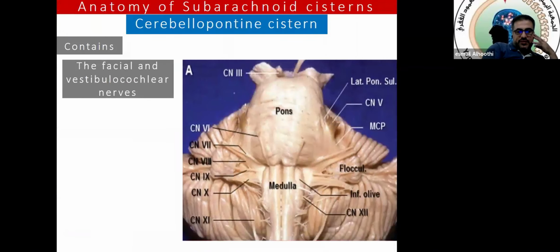The facial and vestibulocochlear nerves are also among the contents of the cerebellopontine cistern, as they arise from the lateral part of the pontomedullary sulcus, both. This is the facial nerve, this is the vestibulocochlear nerve.